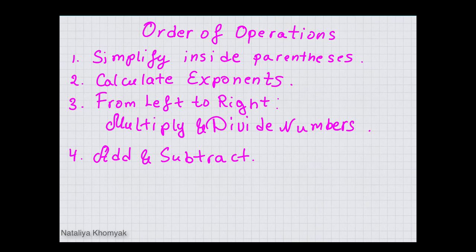Order of operations. First thing to do is to simplify inside of the parentheses. Then you want to calculate exponents from left to right. It's very important to do this step from left to right. You want to multiply and divide numbers and then add and subtract.